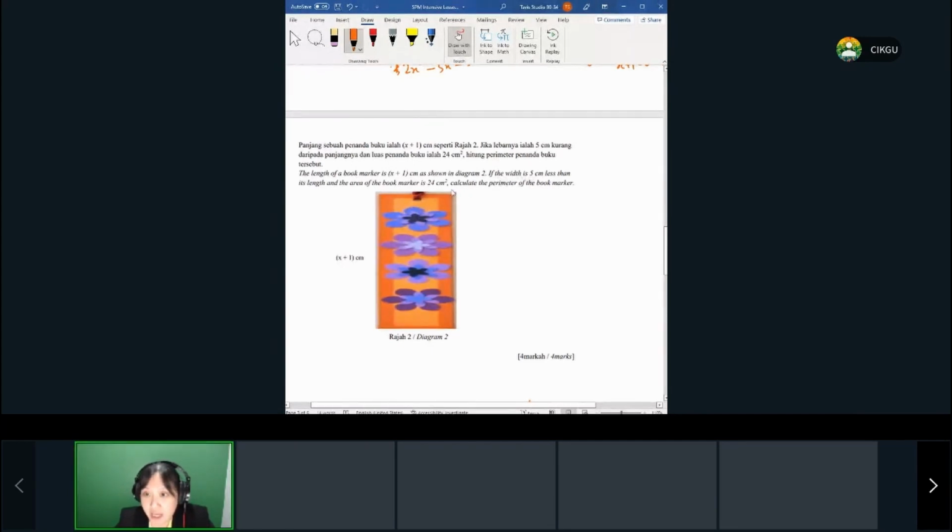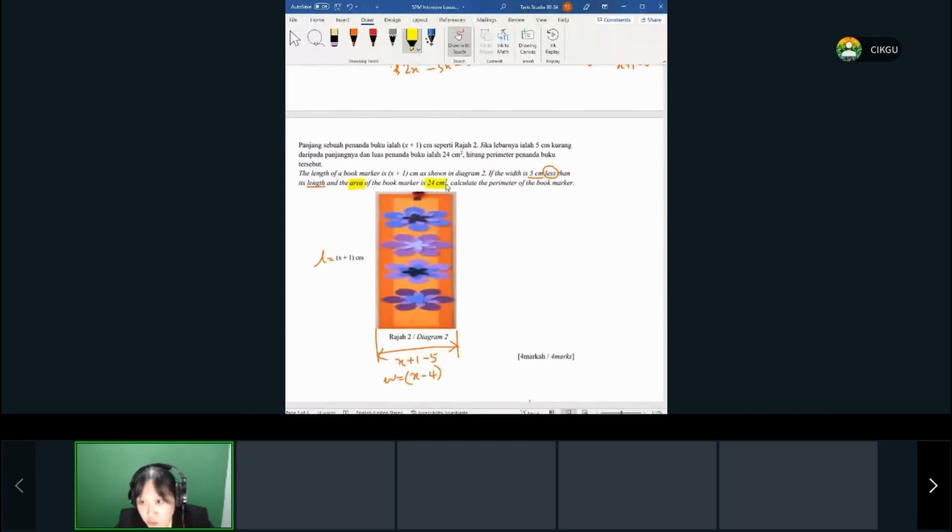The width, guys, width is here lah. Okay, the width is 5 centimeter less than the length. So that means the width must be whatever the length minus 5, because 5 less than that. So write down x plus 1, which is the length, minus 5. So this one you can simplify. Hopefully you can tell me equal x minus 4. That means the width is x minus 4 lah. The length is x plus 1 lah. Okay, then what information did they give us?